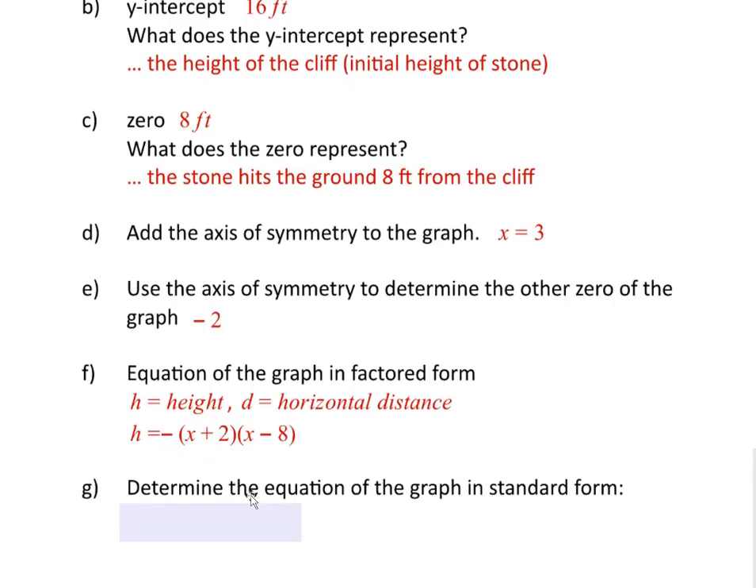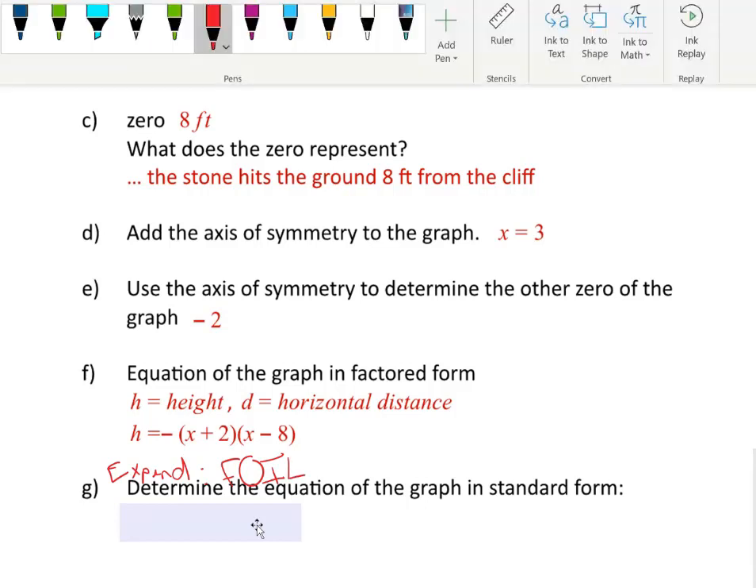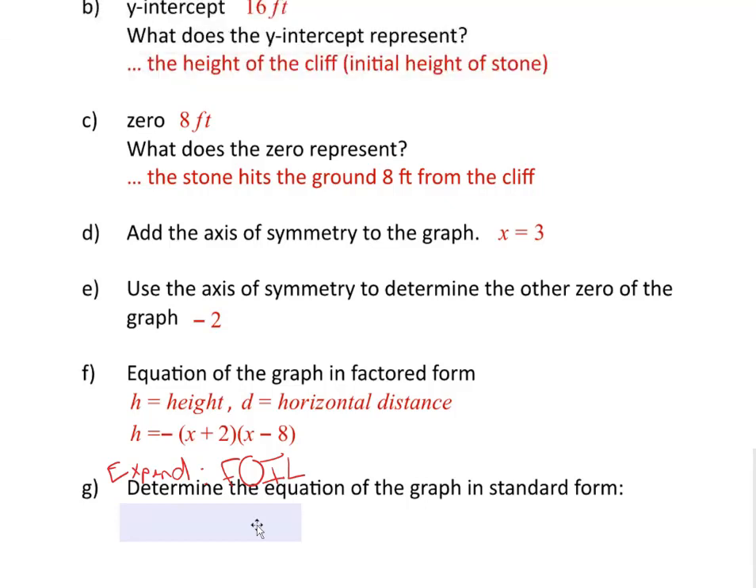Okay. So determine the equation of the graph in standard form. In order to do this, you're going to expand. And whenever I say expand, you should be thinking FOIL. So first, outside, inside, last. I'm going to change my pen over to blue. So first, outside, inside, and last.